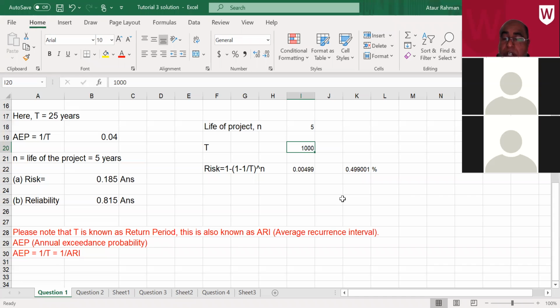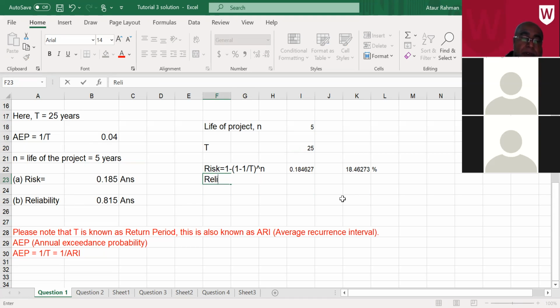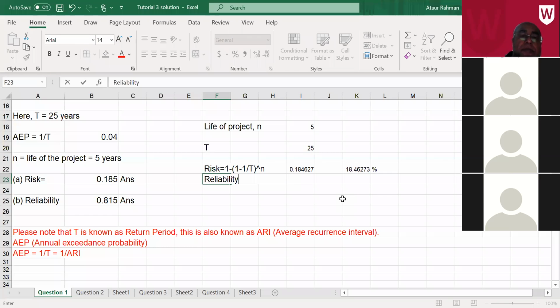Okay, return period. Sometimes we call it average recurrence interval as well, ARI. Same thing. So in this problem, our return period was 25 years. So let us go back to 25 years. And if we have the risk, reliability is 1 minus risk basically. So reliability is 1 minus the risk. So that is the reliability, and this is the risk here.